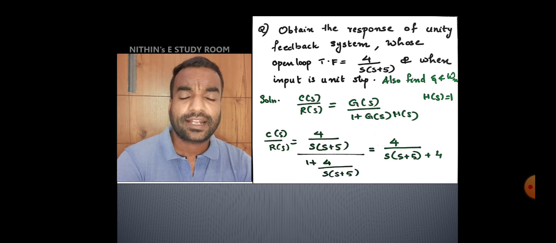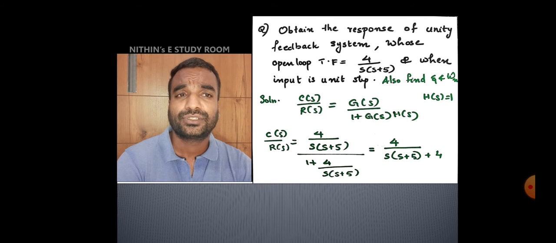So the transfer function C of s by R of s is equal to, we know, G of s by 1 plus G of s H of s. Here G of s is equal to 4 by s into s plus 5. And what is H of s? H of s is 1 because in the question it is mentioned that it is a unity feedback system.